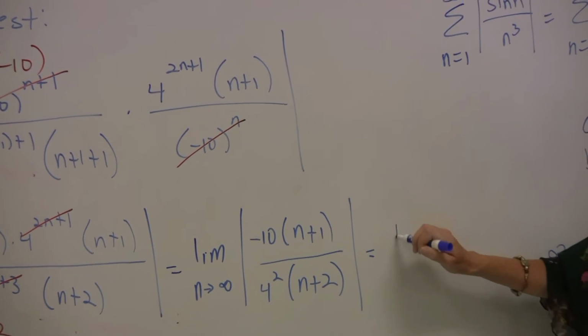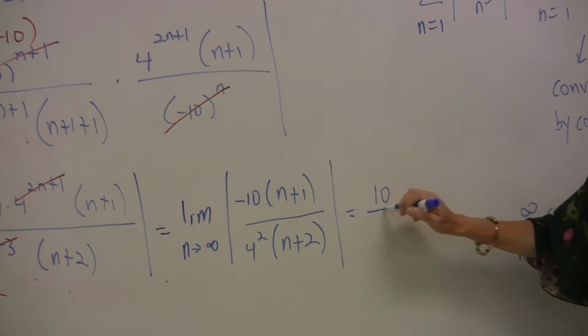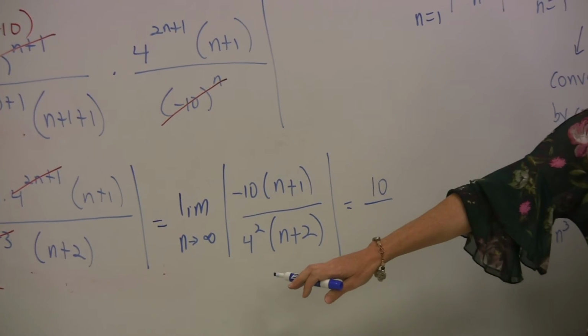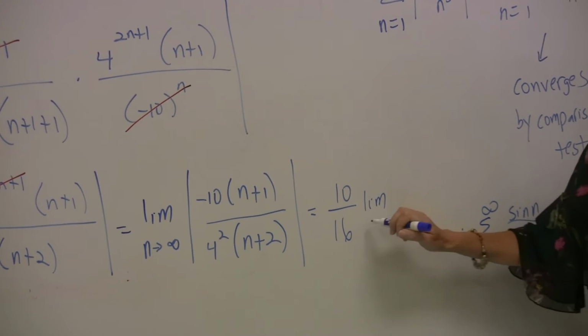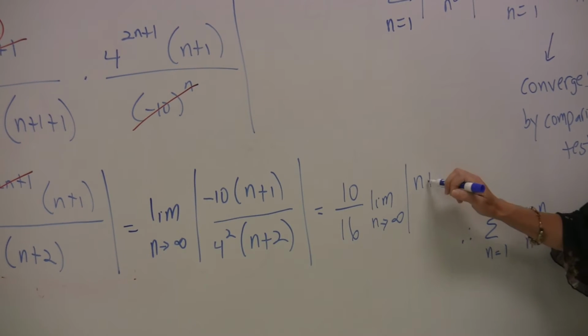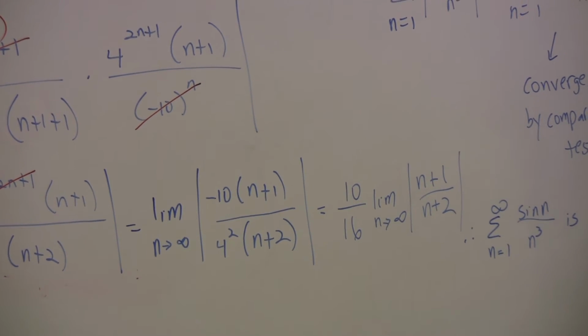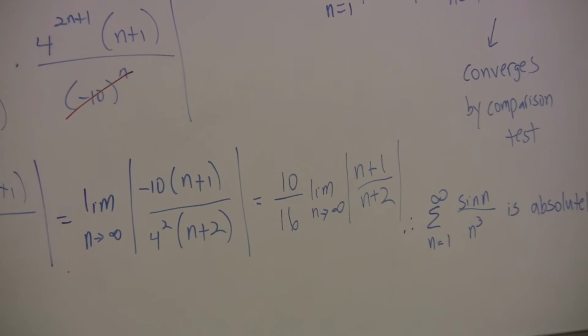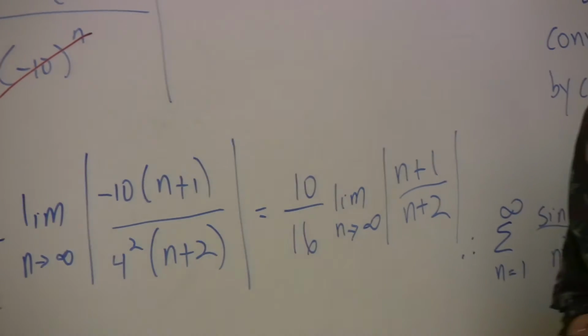I'm gonna pull that 10 all the way out, it'll be positive 10 when I take it out. I'm gonna pull this 4 squared all the way out, that's a 16. And then I'm just left with n plus 1 over n plus 2, because constants don't change. As minus 10 over 16. Oh, absolute value. No.